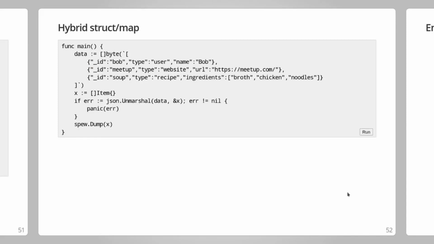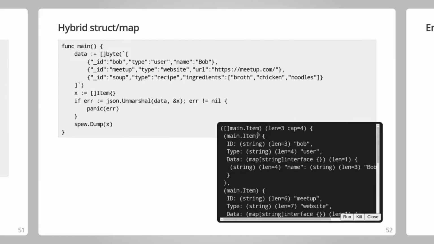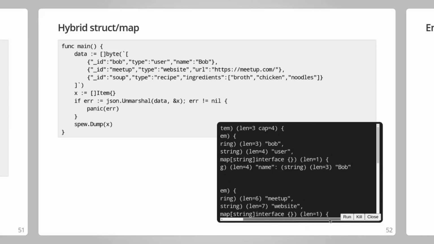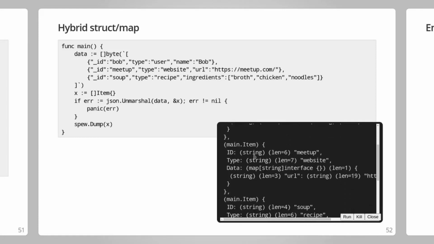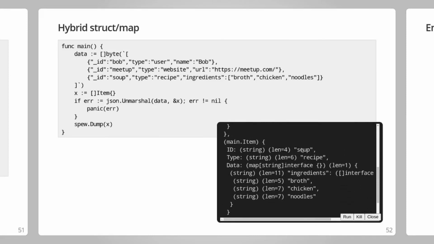So let's look at an example. Here are our three example input objects from the beginning. And when we execute, we see that we get a Go slice of type item. The first one has an ID of Bob, type of user, and then the arbitrary data, the name. Second one has an ID of meetup, type website, and arbitrary data with the URL. And again, the third ID of soup, type of recipe, and arbitrary data.